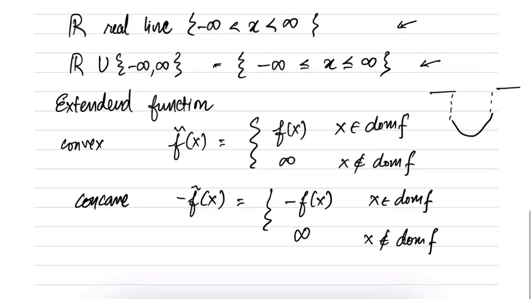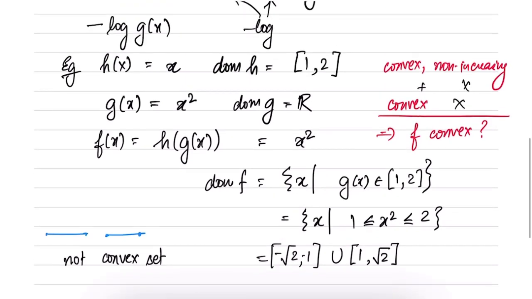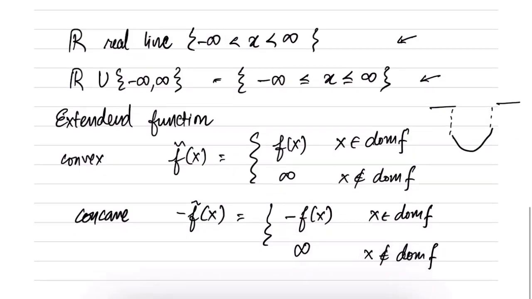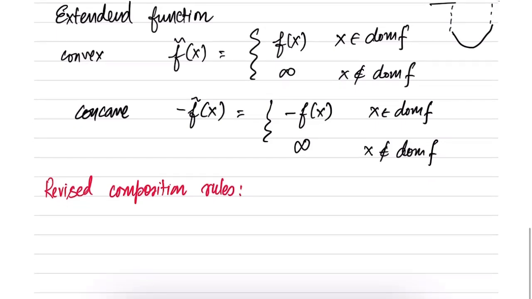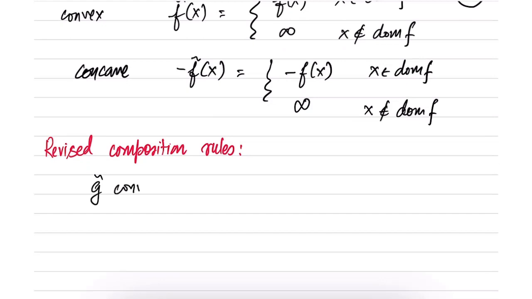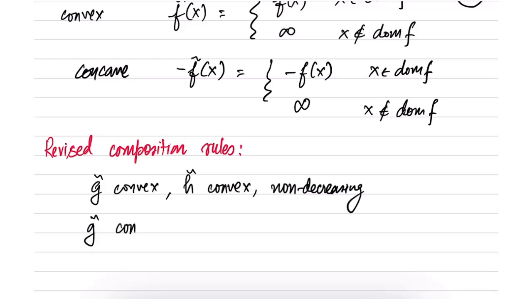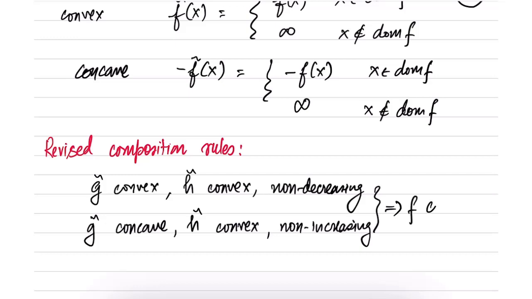And if you actually use f tilde, h tilde, g tilde in all these definitions, then you would see that everything would work out. So let us revise our composition rules. So the revised composition rules are as follows. We are saying that g tilde convex, h tilde convex and non-decreasing, or g tilde concave, h tilde convex and non-increasing. So the rules are exactly the same, except that I have replaced g with g tilde, which is the extended function value definition for g, and h with h tilde. So in both cases, I say that f is a convex function.